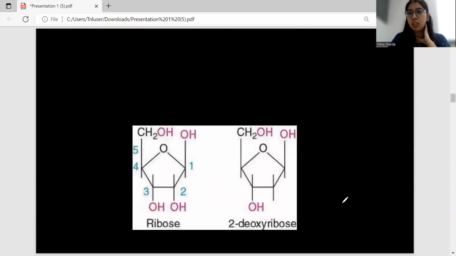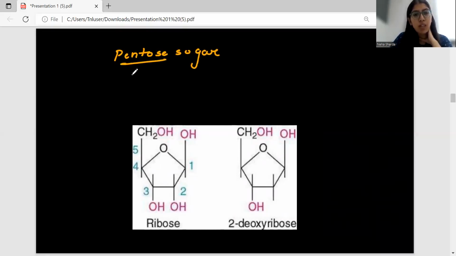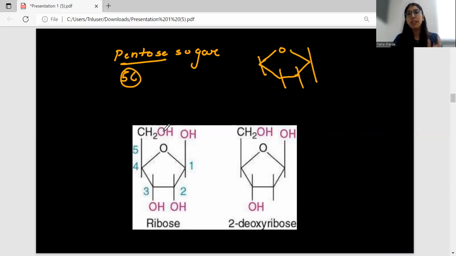Second component of our nucleic acid, DNA or RNA, is pentose sugar. What is pentose sugar? Pentose means 5-carbon sugar. So this is how the structure looks. And from this structure, we will learn the second difference between DNA and RNA.